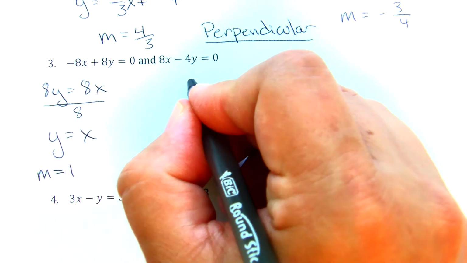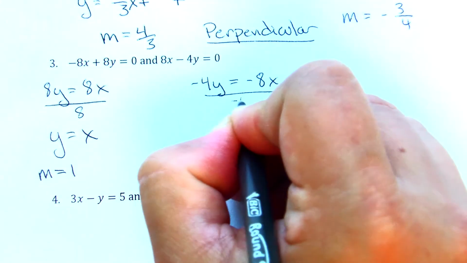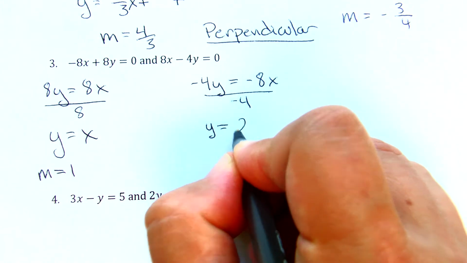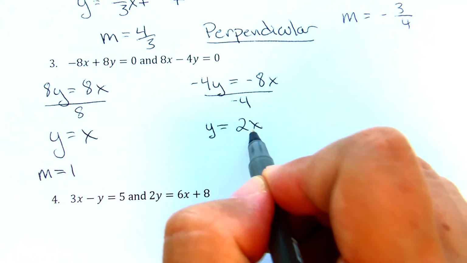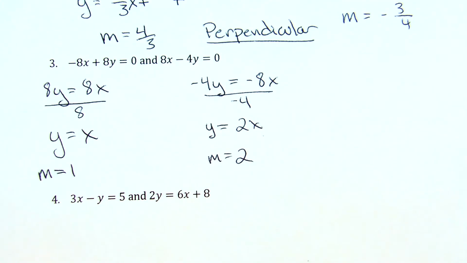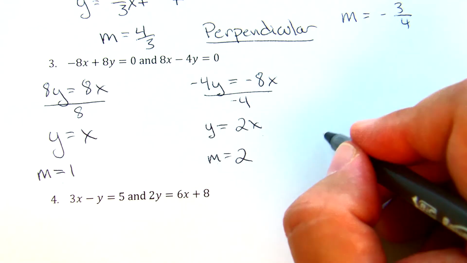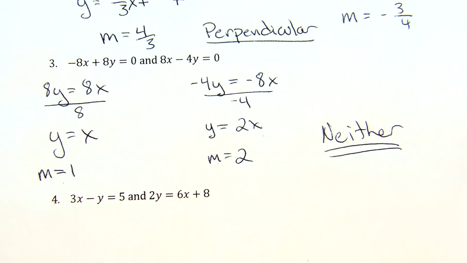Okay, over here we'll get negative 4y equals negative 8x. Divide that by negative 4, and we get y equals 2x, because negative 8 divided by negative 4 is 2. So our slope in this case is 2. Again, our y-intercept turns out to be 0. So we've got a slope of 1 and a slope of 2, so those are neither parallel nor perpendicular. They're not the same, and they're not negative reciprocals of each other. These two lines would intersect, but not at right angles.